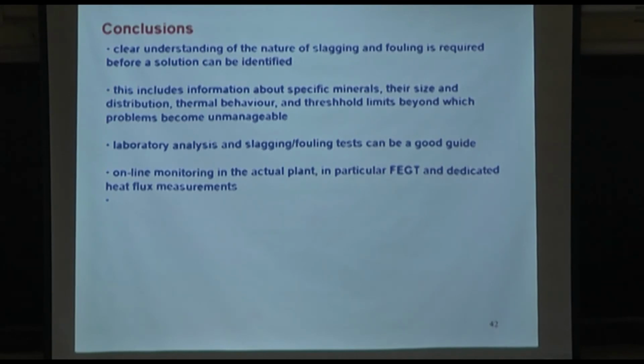And all the tools are available: predictive software, thermodynamic calculations, electron microscopy, everything is available. So as much as you know this, you will be able to come up with strategies for solving all sorts of problems that you will encounter in coal or biomass fired systems.